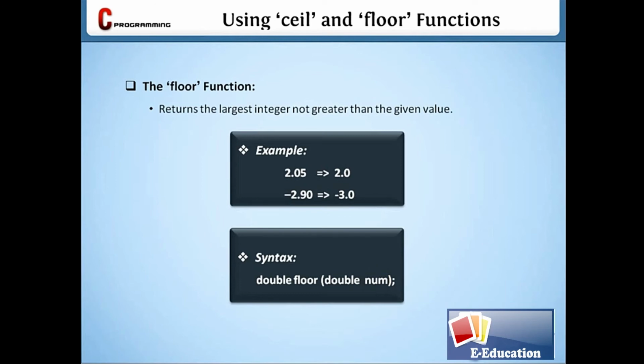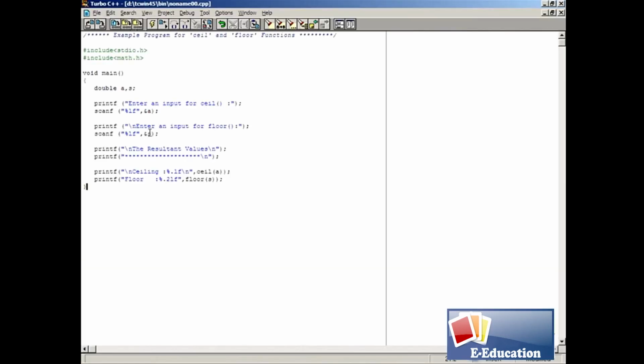For your better understanding, take a look at this sample code. In this sample code, we declared two double-type variables, namely a and s. Following, we input values to the variables respectively. In the last two printf statements, we used the ceil and floor functions for a and s variables. In the same lines, we used %lf format specifier, which refers to the double data type values.